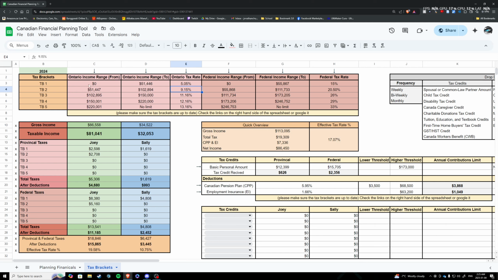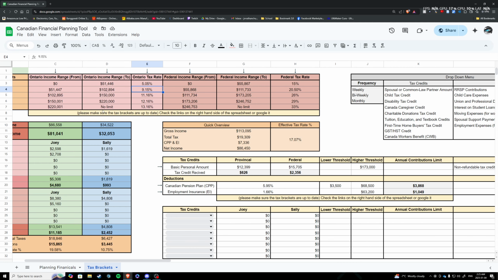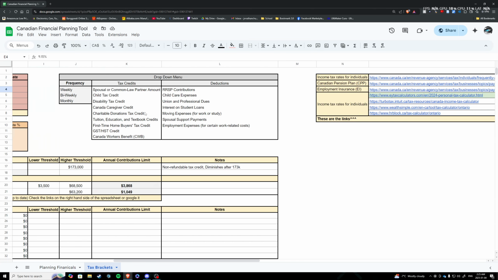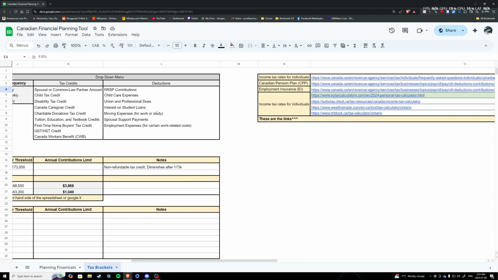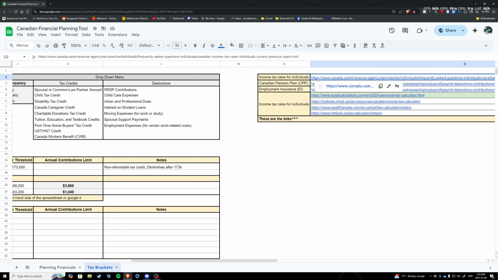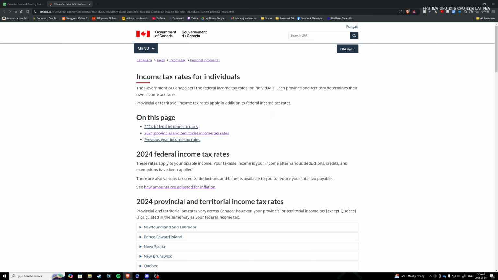So you might ask, where do I find these values? Well, you have to look it up. Well, actually, I already have the link for you, so you can just go over to the right, and you can click the first link, income tax rates for individuals. Click that.